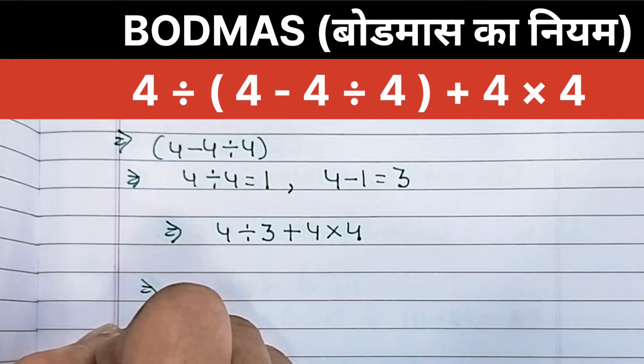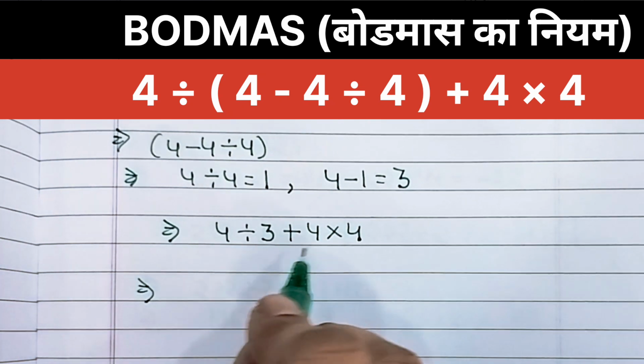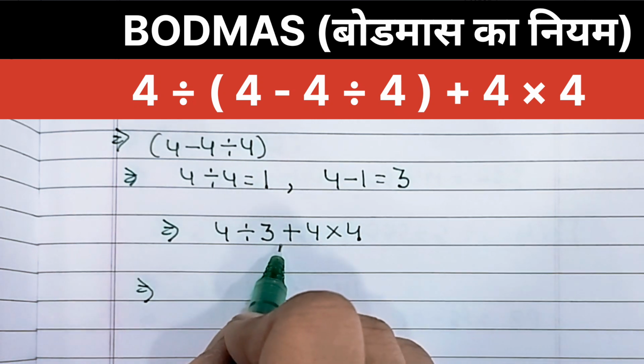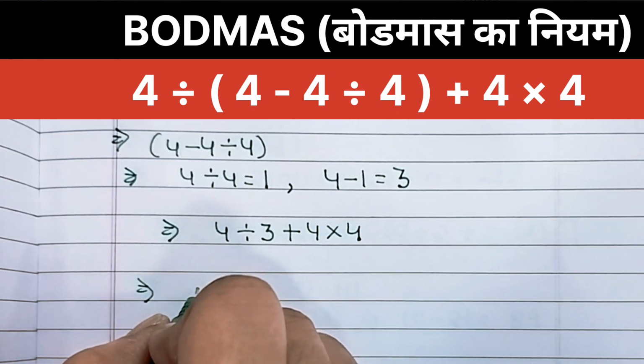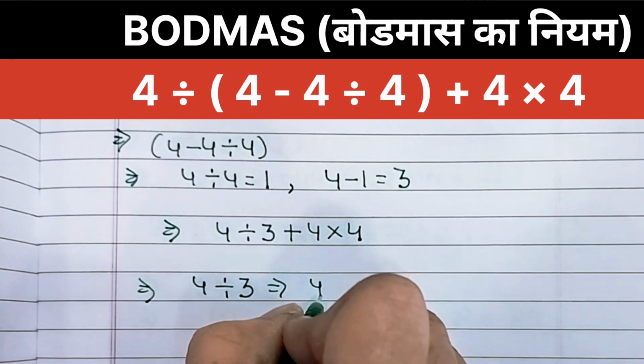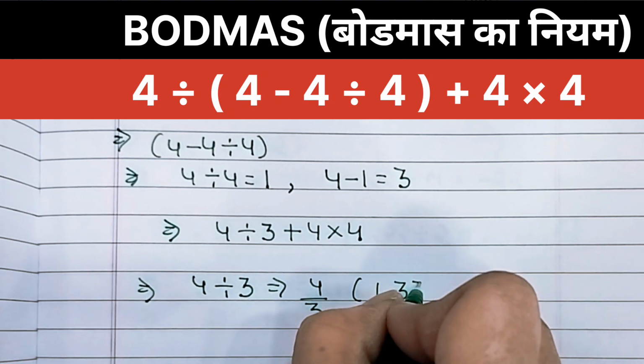Now the third step, division and multiplication. Now we have a division, addition and multiplication. So first we perform division and multiplication from left to right. Now first we divide the values. 4 divided by 3 equals 4 upon 3. Now approximately we get the value in decimal, 1.33.